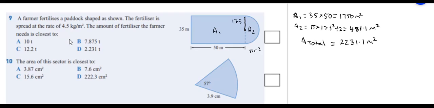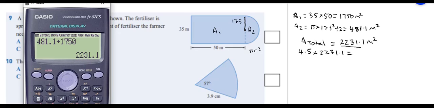The second part says the fertilizer is spread at a rate of 4.5 kilograms per metre squared. So for every 1 metre squared, they use 4.5 kilograms. We have 2,231 metres squared. So we need to take this and times it by the 4.5. So we have 4.5 times 2231.1. And again, we'll get our calculator. The 2231.1 is still there, so we're going to times that by 4.5.